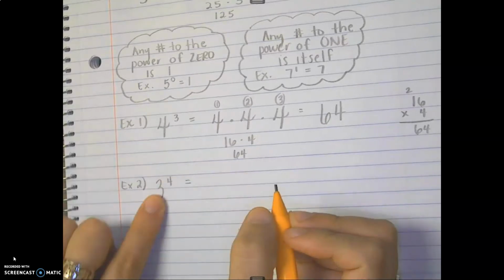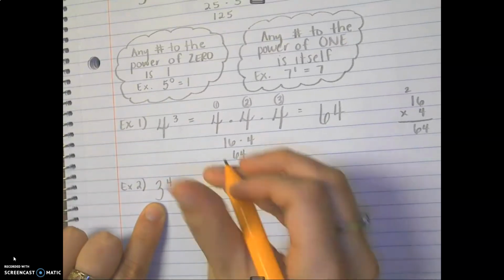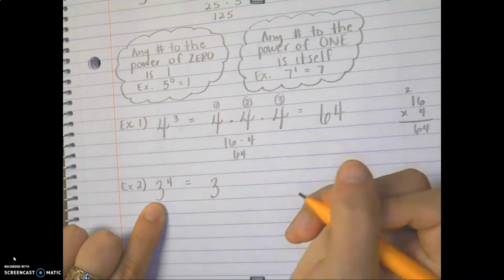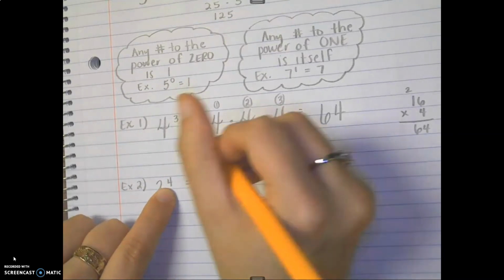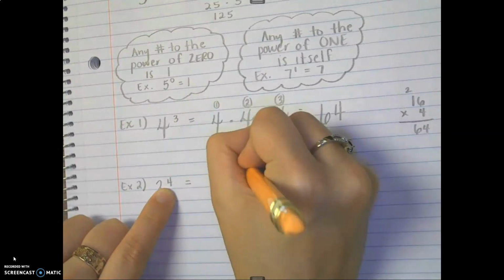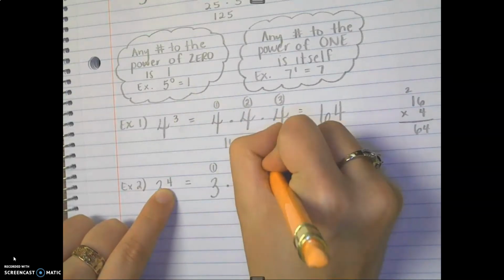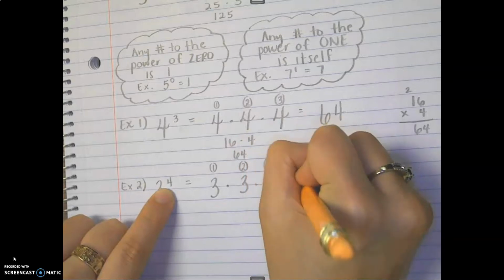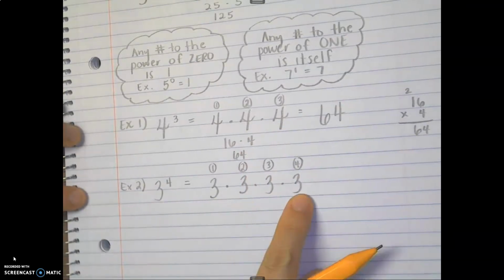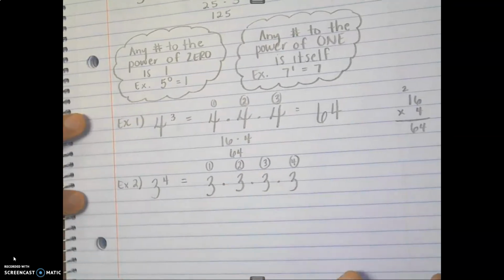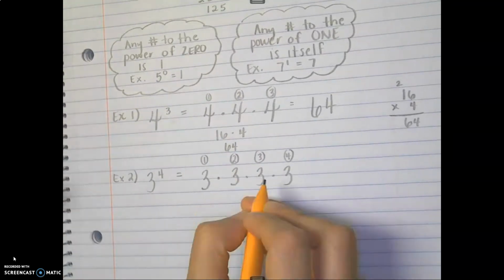Now, this time, we're going to multiply 3 times 3, and we're going to do that 4 times. So 1, 2, 3, 4. So I need to have my base written 4 times, and we're going to multiply. And then just work left to right.